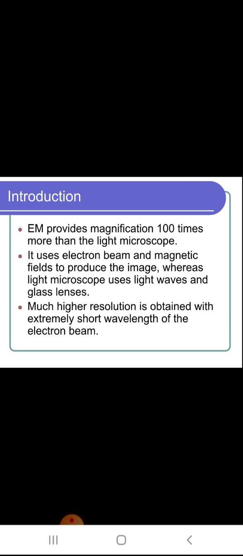Electron microscopy provides magnification 100 times more than that of the light microscope. It uses an electron beam and magnetic fields to produce the image, whereas a light microscope uses light waves and glass lenses. Much higher resolution is obtained with the extremely short wavelength of the electron beam.